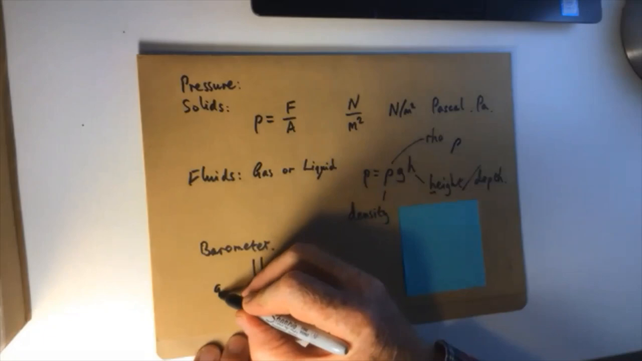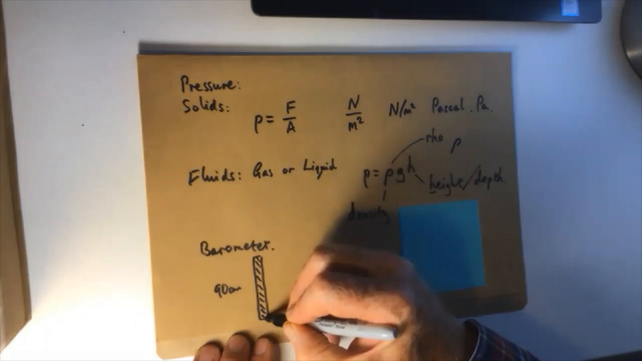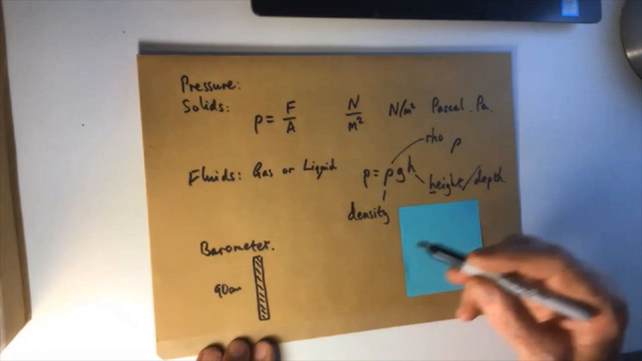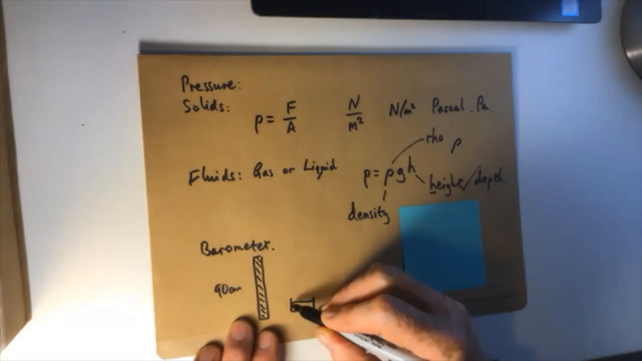We fill it up with mercury. Now, don't do this at home, guys. Mercury is the most toxic metal known to us which is not radioactive. It's very, very poisonous. And then we take our tube and we get a little dish like this, which also has mercury in it.